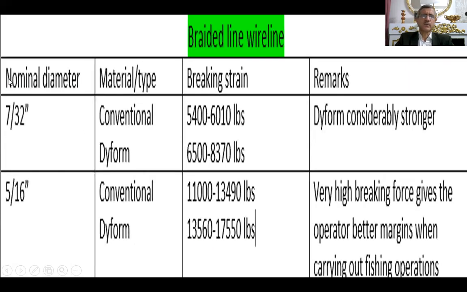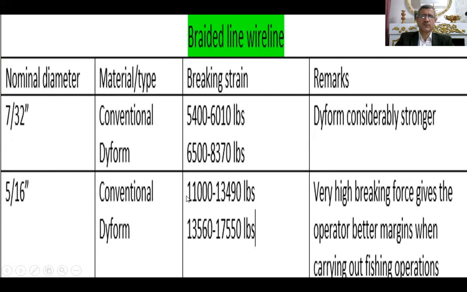Braided line, we have these diameters, 7/32 and 5/16 inch. We have two types, conventional and diaphragm. These are breaking strain and remarks, diaphragm considerably stronger.